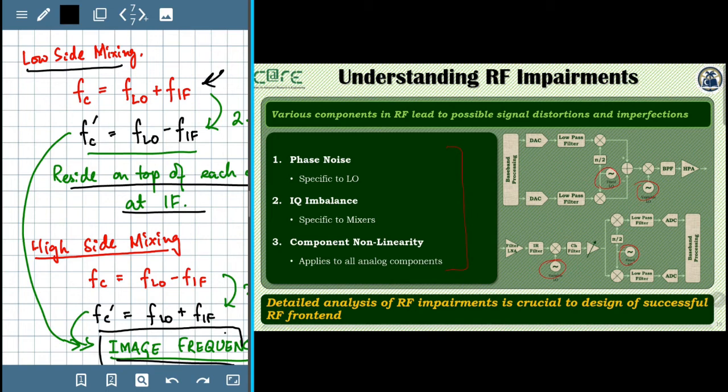Then there is the IQ imbalance issue. The IQ imbalance is specific to the mixers, IQ mixers, which are responsible for generating an appropriate phase shift and then mixing them with the incoming signal. And the third aspect that applies to in fact all the components in the analog RF domain is the non-linearity of the components. And detailed analysis of RF front-end impairments is crucial to the design of successful RF front-ends. So we will walk through them one by one quickly.